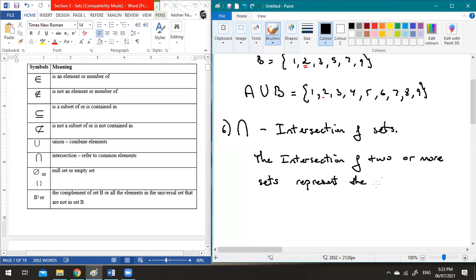I'll put that in red. Common elements. And spell elements with three E's as well.